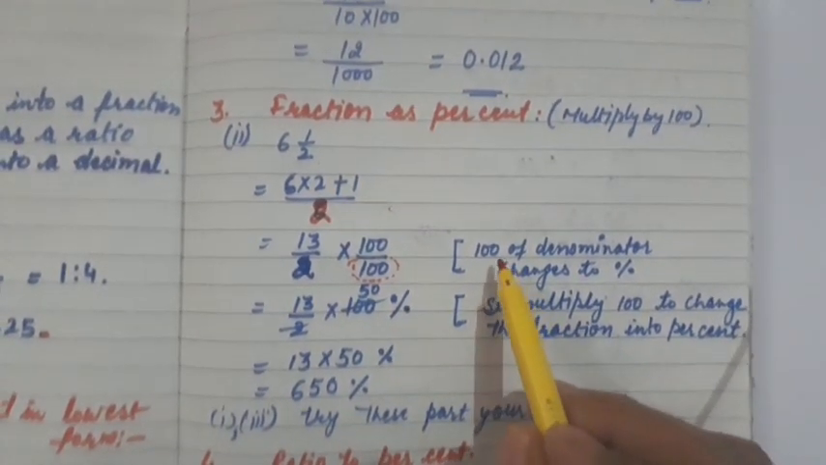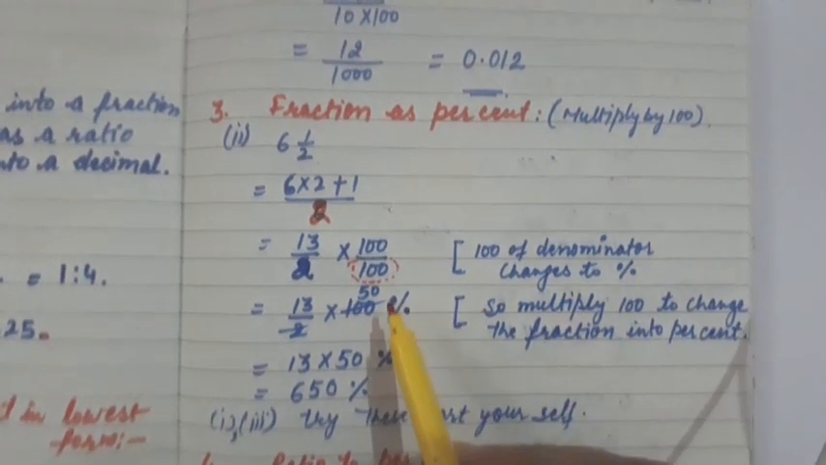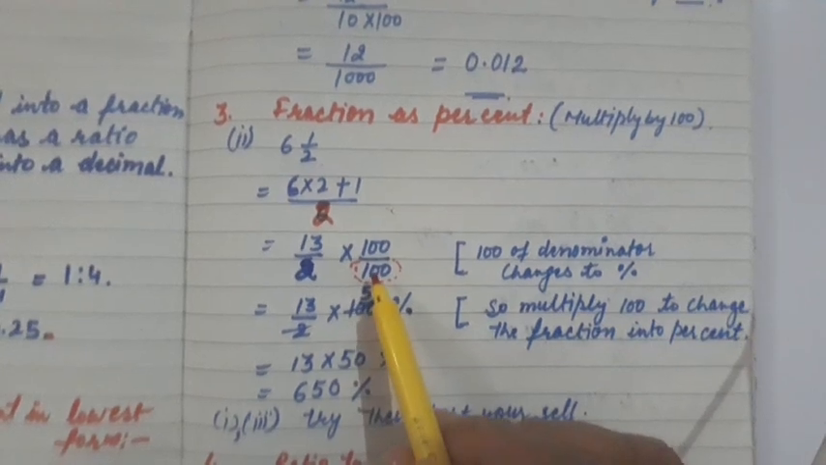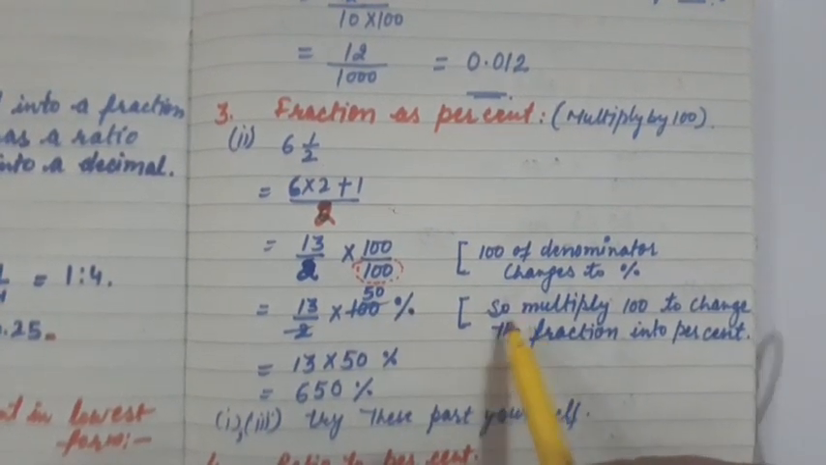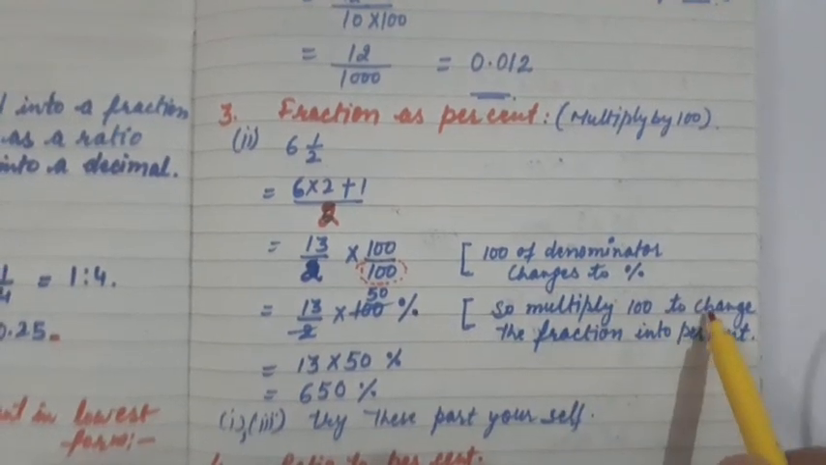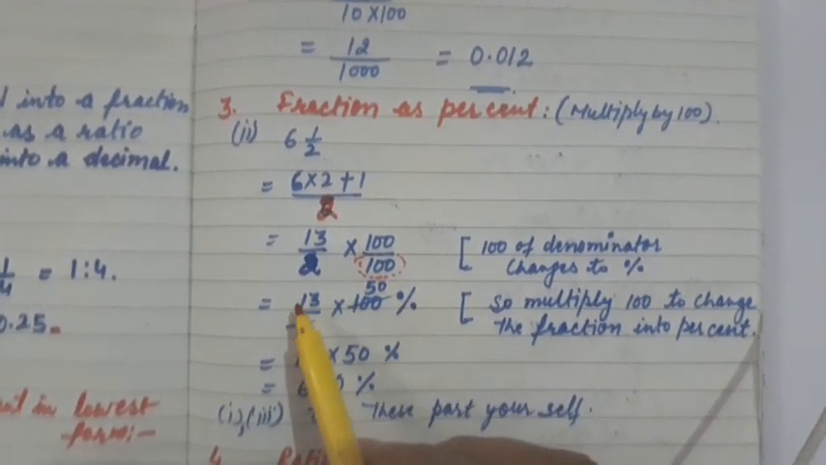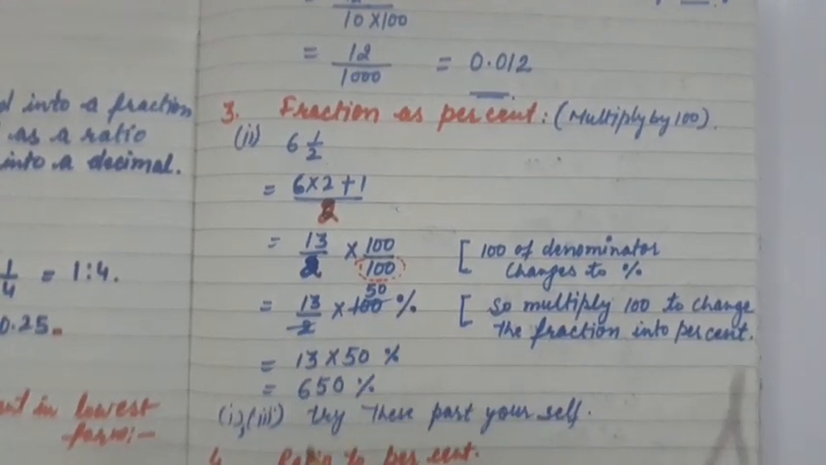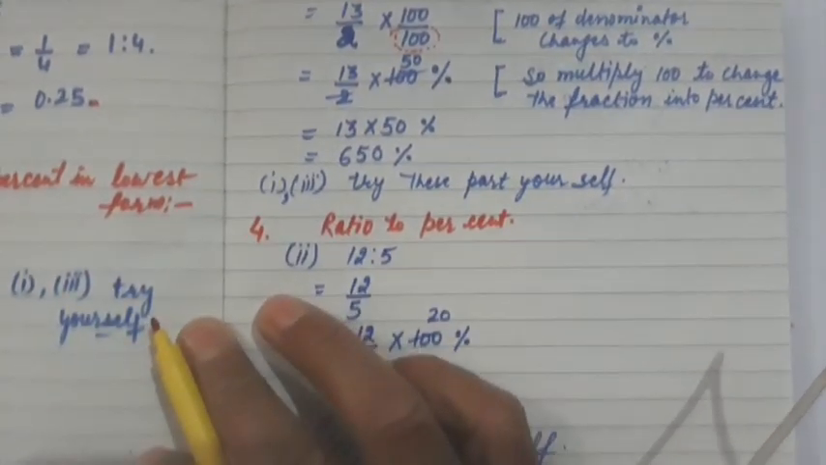650%. The 100 of the denominator changes to percent, because when the denominator is 100, it changes into percentage. And in the second case we are looking here, we multiply by 100 to change the fraction into percentage. When we are changing into the percentage, we multiply the given fraction by 100. Third part you have to try yourself.